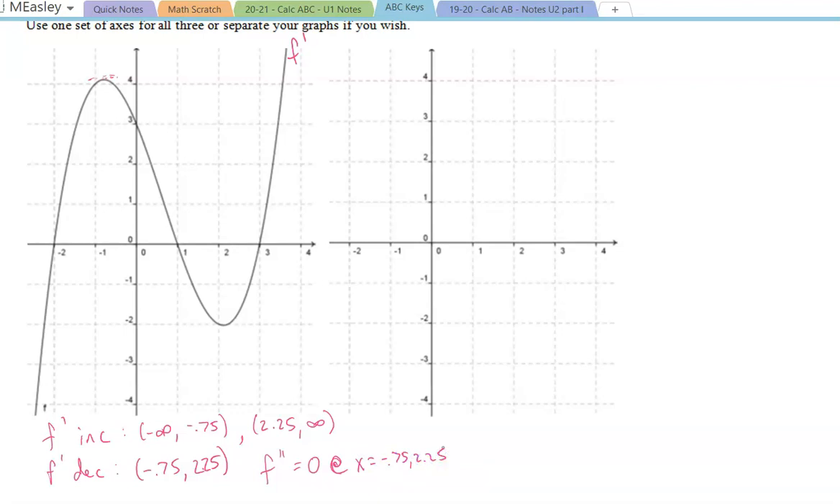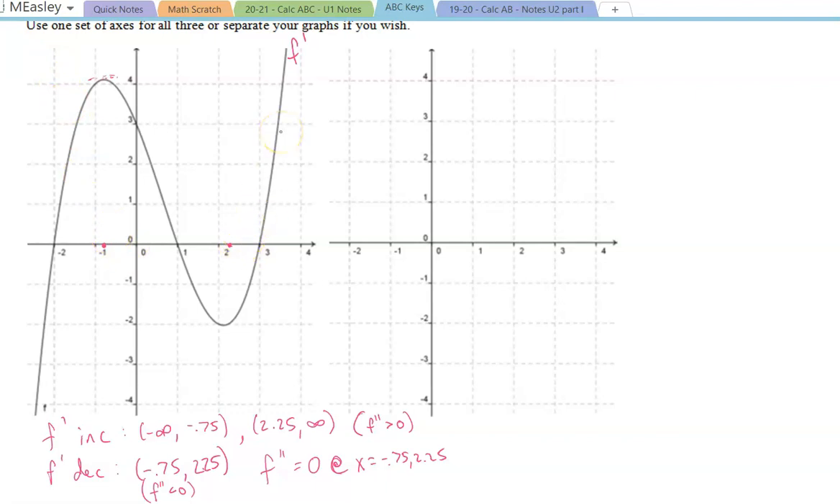We know that f double prime equals 0 right here, and then right here, and we know that f prime is increasing, meaning that f double prime is going to be positive on those intervals, and then f prime is decreasing, meaning that f double prime is going to be negative on this interval. So we're going from positive, from negative infinity to about this point, f double prime is positive, and then it is negative, and then it is positive again.